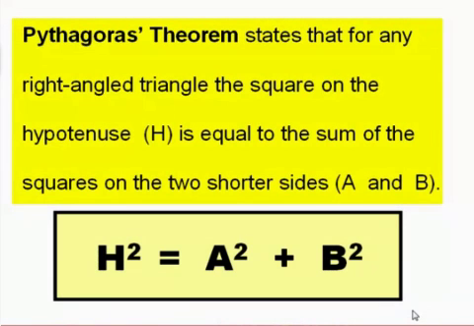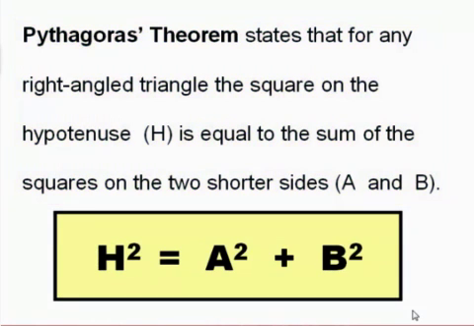Now let's state Pythagoras' theorem. It states that for any right-angled triangle, the square on the hypotenuse, h, is equal to the sum of the squares on the two shorter sides, a and b. In other words, h squared equals a squared plus b squared.